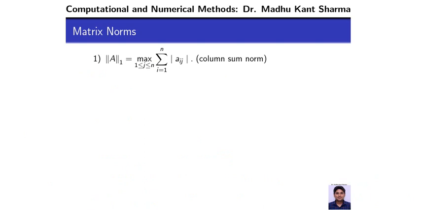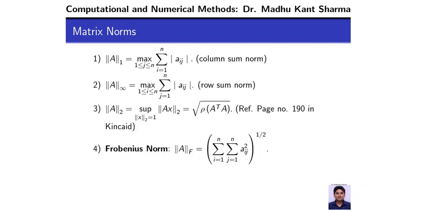Next we are going to learn the different types of matrix norms: norm 1, norm 2, norm infinity, and then the Frobenius norm. We are going to learn that in the next lecture.